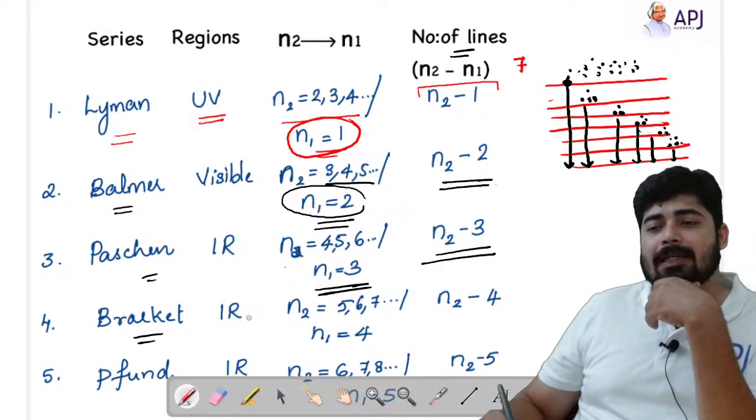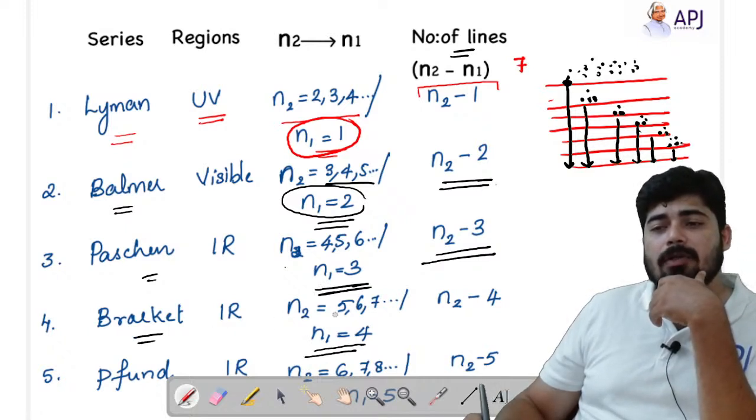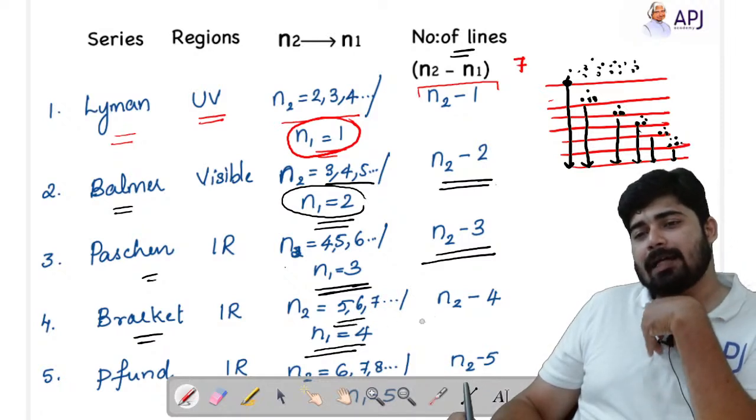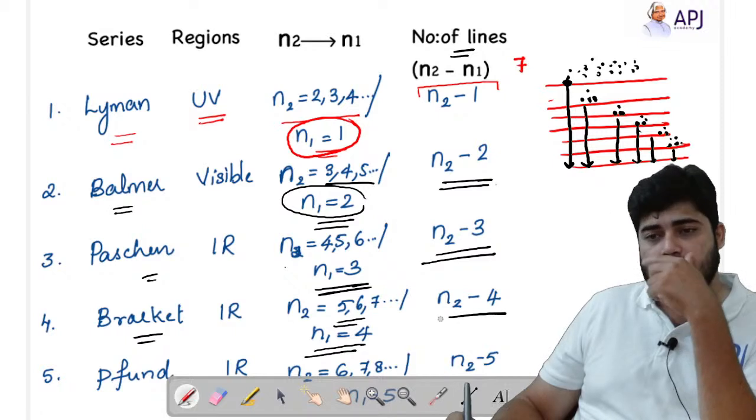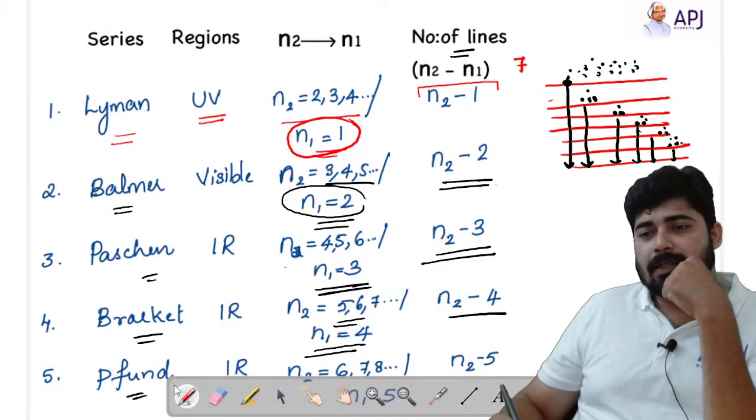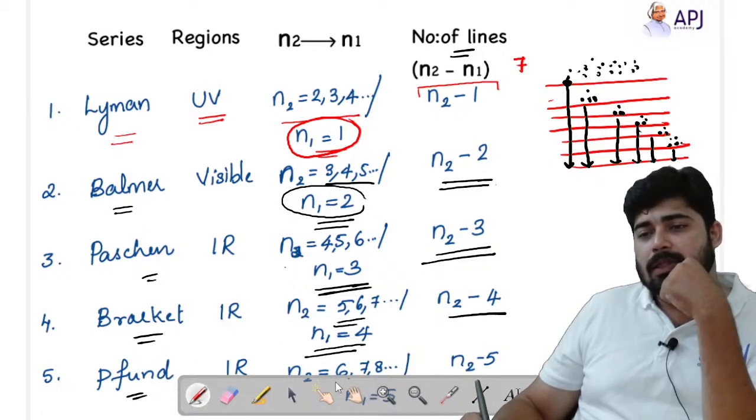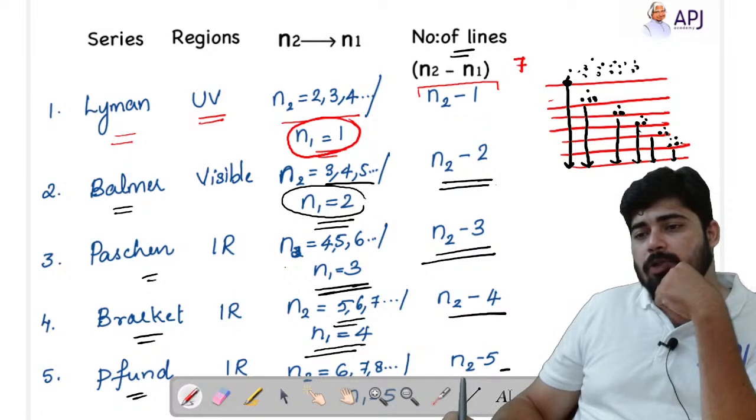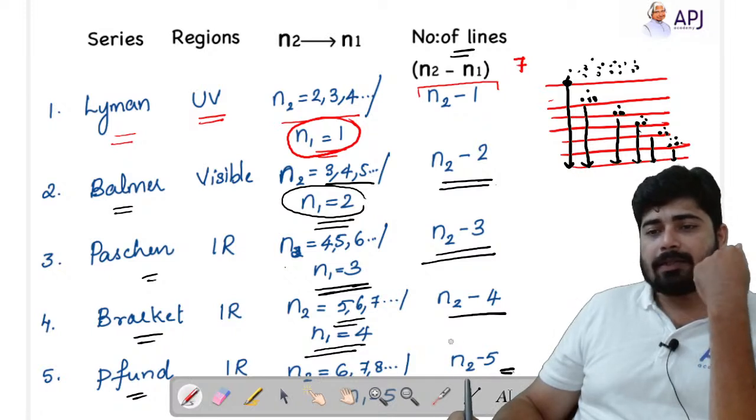For the Brackett series, similarly, N1 is equal to 4. So N2 can be 5, 6 and 7. So the number of lines in the Brackett series is equal to N2 minus 4. Similarly, in the case of the Pfund series, N1 is 5, N2 can be 6 or 7, and N2 minus 5 will give you the number of lines in the Pfund series.